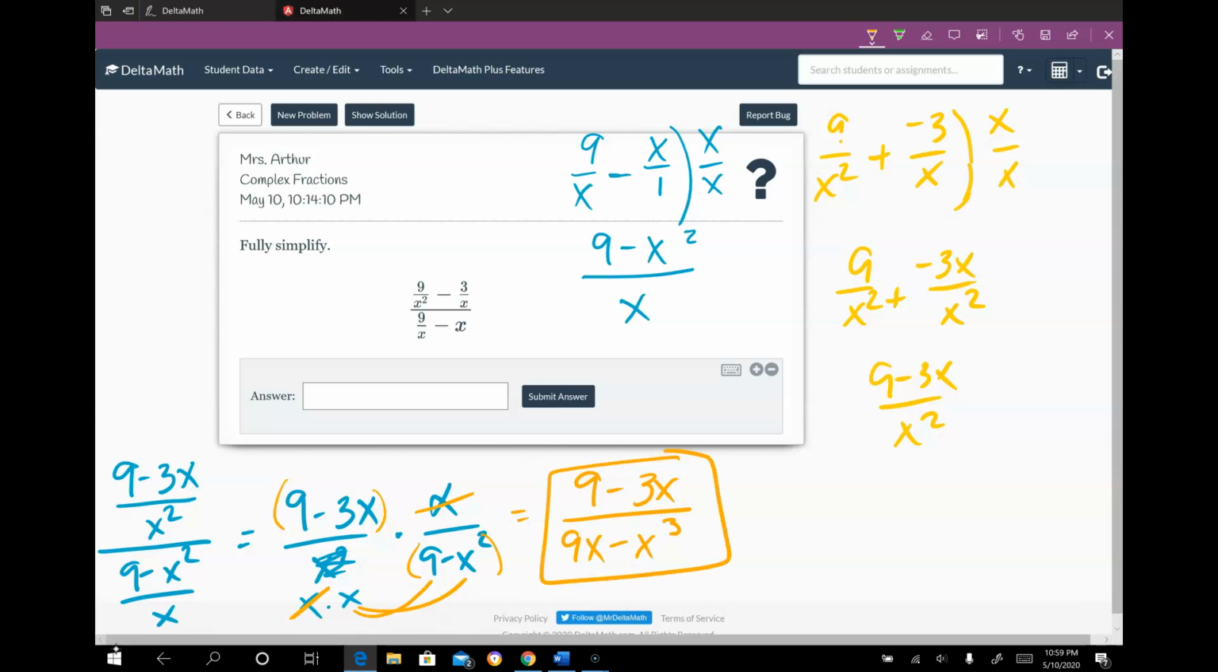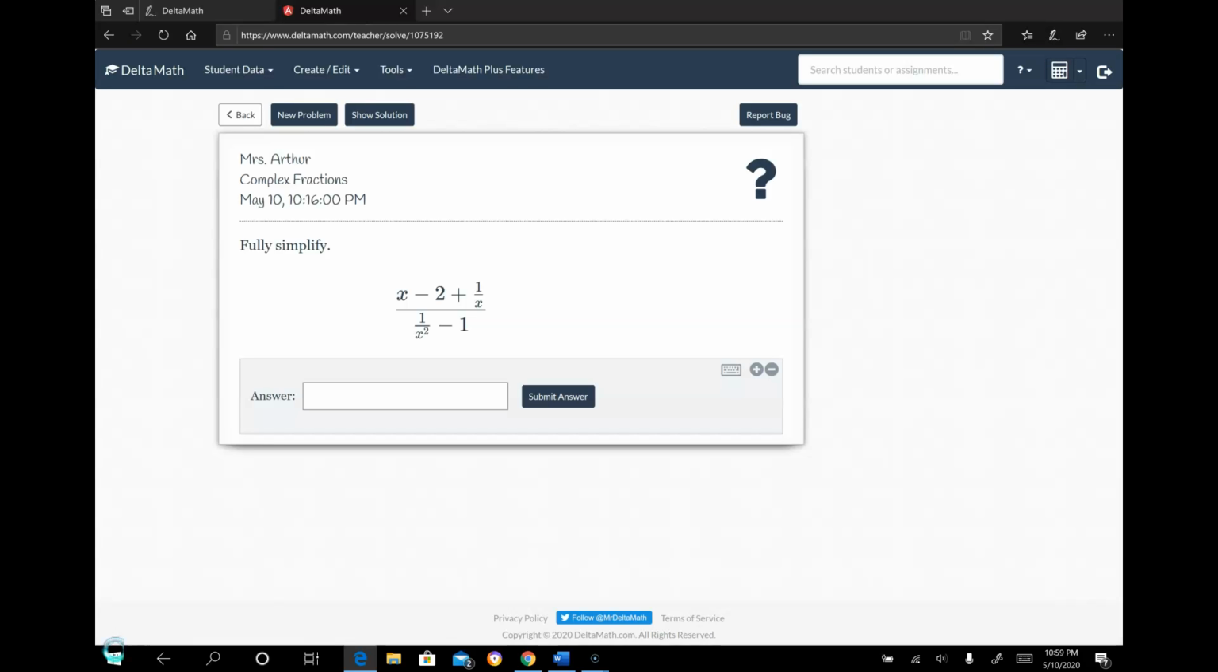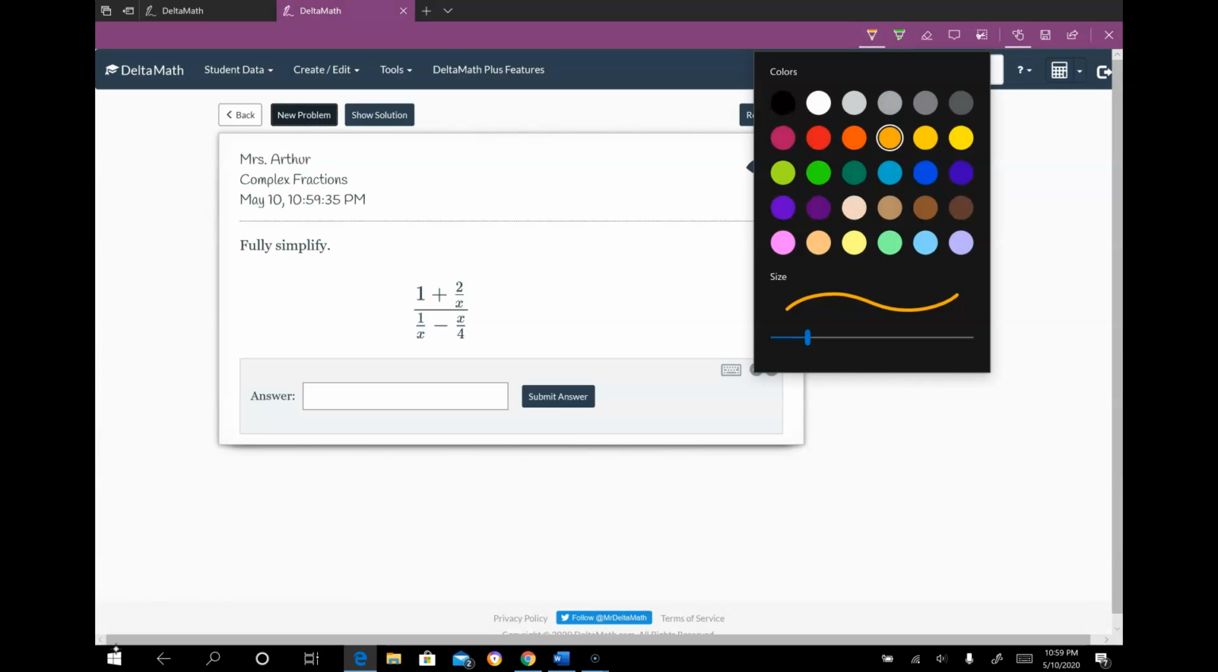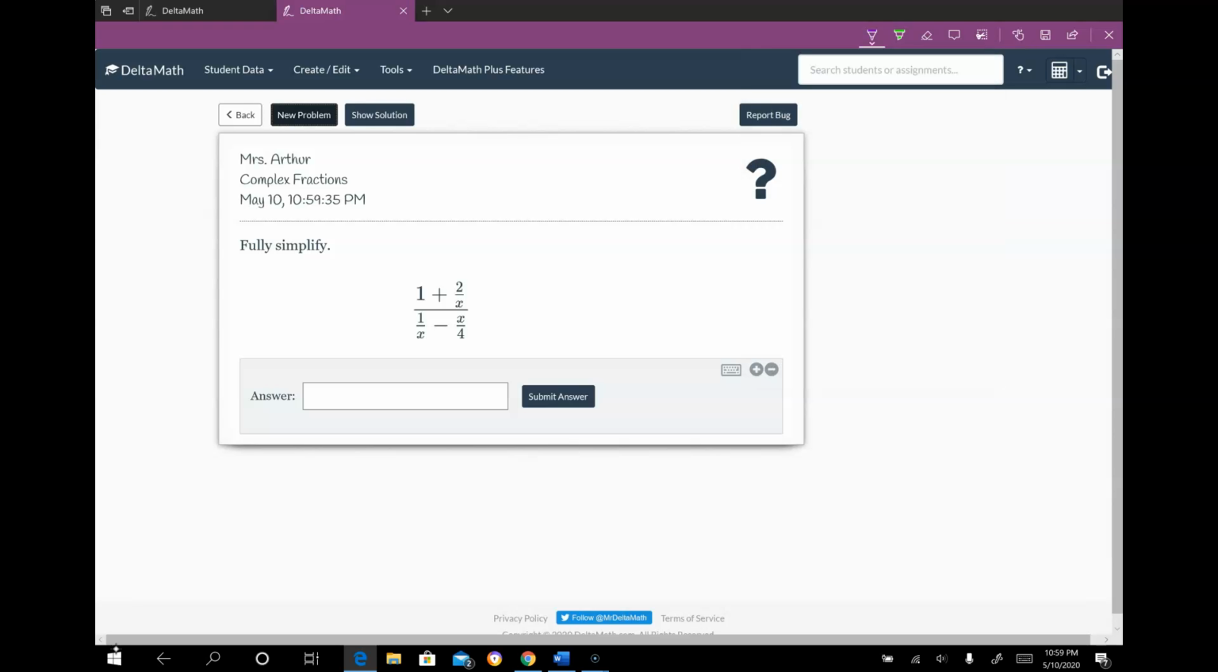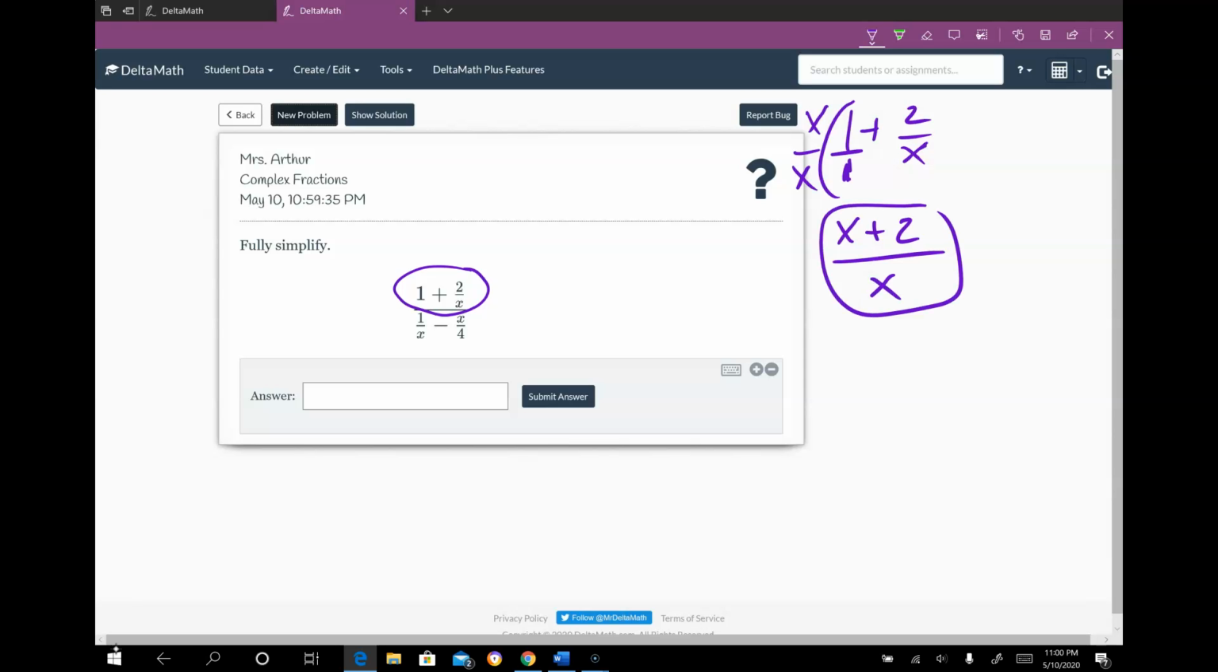Okay? Alright, so last one I'm going to do with Delta Math. That's what I want to have. There we go. Alright, so this one also needs work on the numerator and denominator. So let's do the numerator. That is 1 plus 2 over x. We can put that 1 over 1. I can't make x look like 1, but I can make 1 look like x. And I have x plus 2 over x because we'll have the same denominator. So that's my numerator, x plus 2 over x.